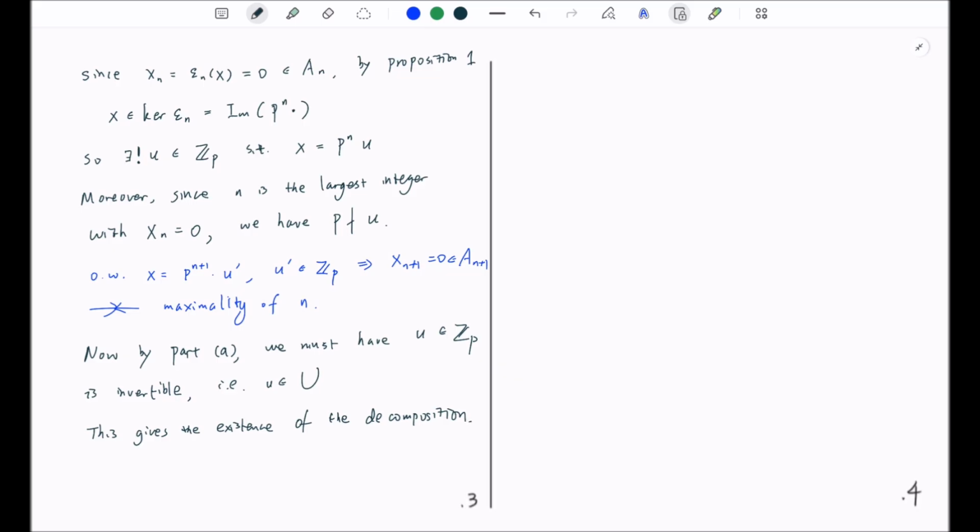Then what about the uniqueness? The uniqueness is clear. Suppose x has two decompositions, p^n u and p^n' u', with n and n' non-negative integers and u and u' in Zp, which are both invertible.